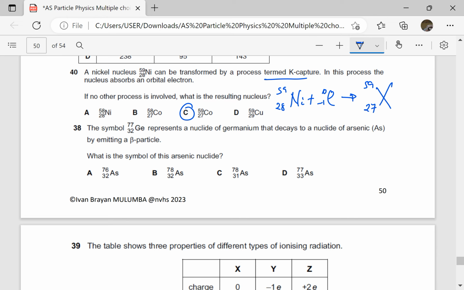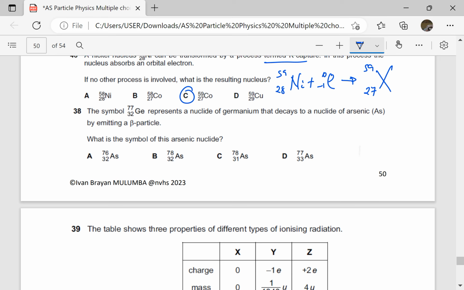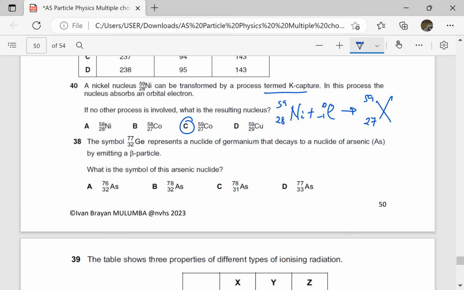The symbol germanium represents a nuclide of germanium that decays to a nuclide of arsenic by emitting a beta particle. What is the symbol of the arsenic nuclide? So germanium, Ge 77 32, decays to As by emitting a beta particle, which is 0, -1. So this one should remain 77, but this one increases to 33. So the answer is D.